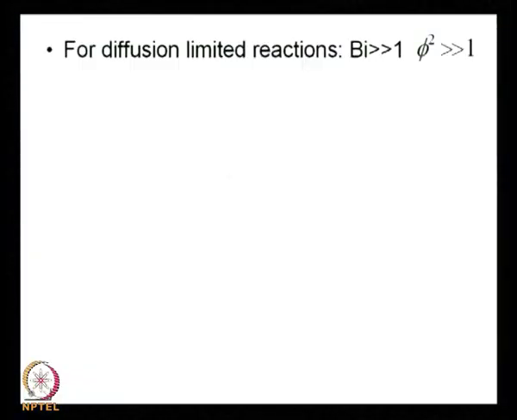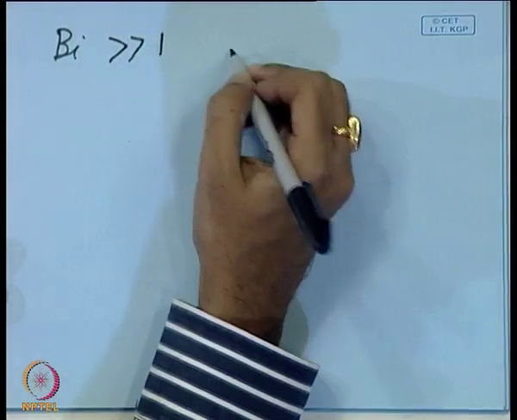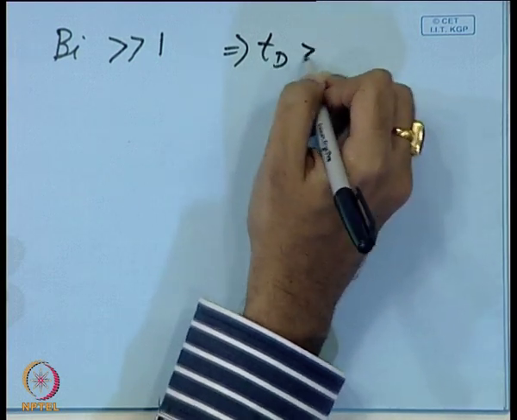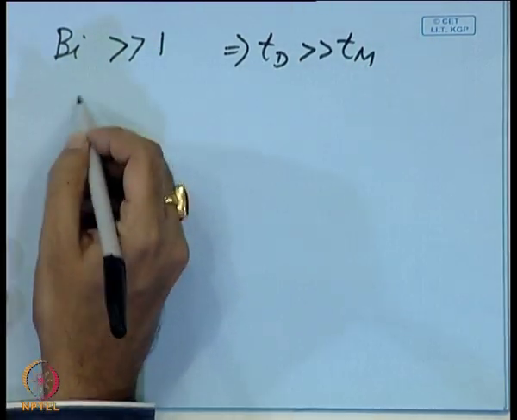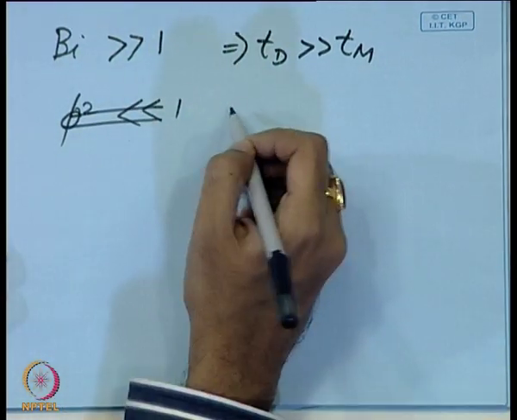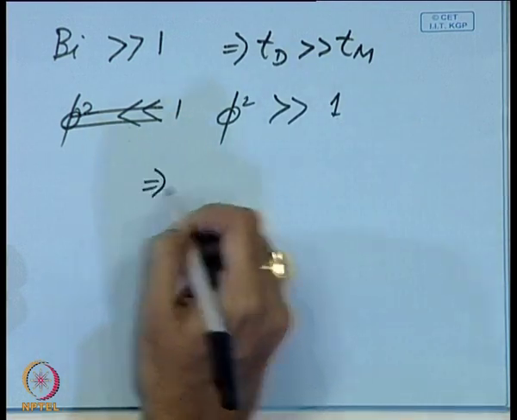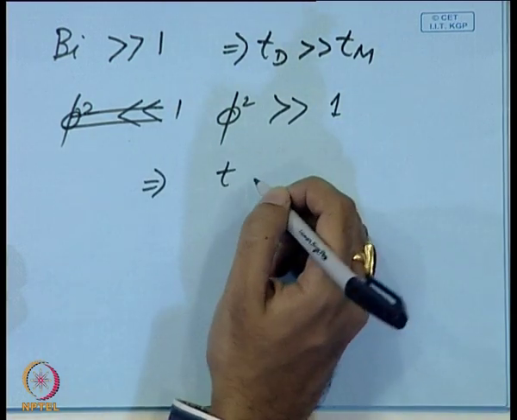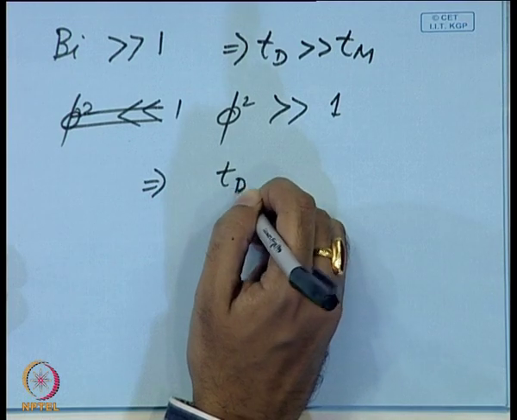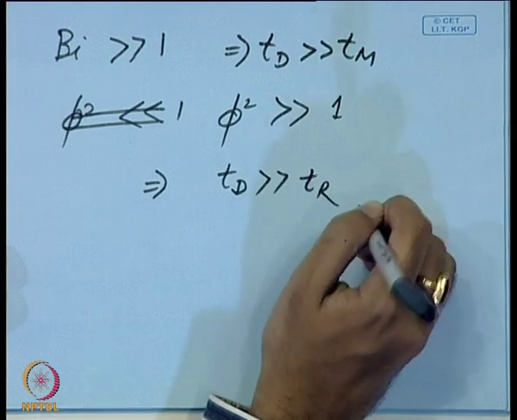which out of the 3 processes Td, Tm and Tr, which one is the limiting one. So, here Biot number is much greater than 1, which means Td is much greater than Tm, right, and phi square is much greater than 1, which means that Td is much greater than Tr. Okay.